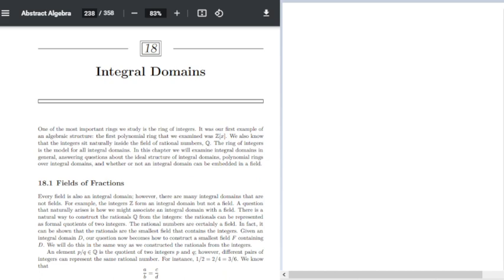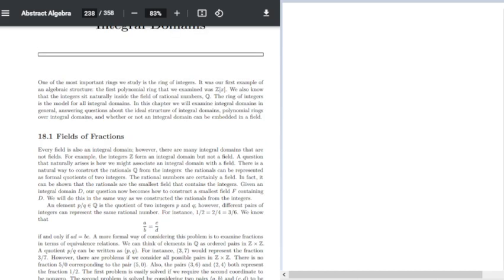Chapter 18, Integral Domains. One of the most important rings we study is the ring of integers. It was our first example of an algebraic structure. The first polynomial ring that we examined was Z adjoined x. We also know that the integers sit naturally inside the field of rational numbers, Q. The ring of integers is the model for all integral domains. In this chapter, we will examine integral domains in general, answering questions about the ideal structure of integral domains, polynomial rings over integral domains, and whether or not an integral domain can be embedded into a field.